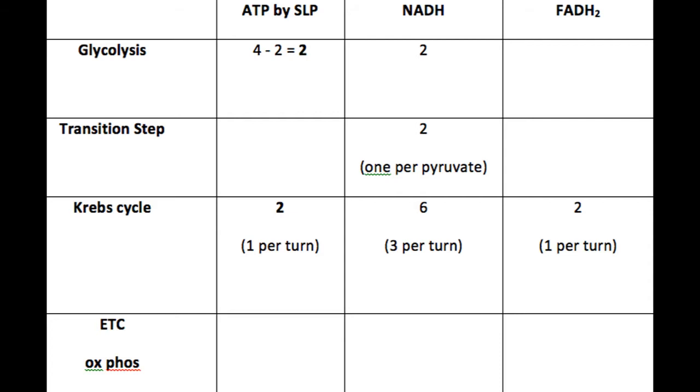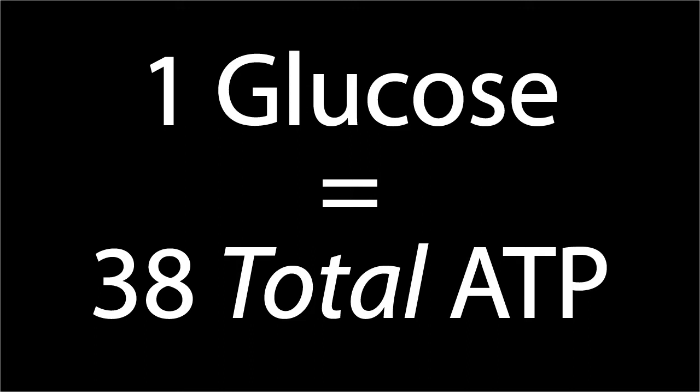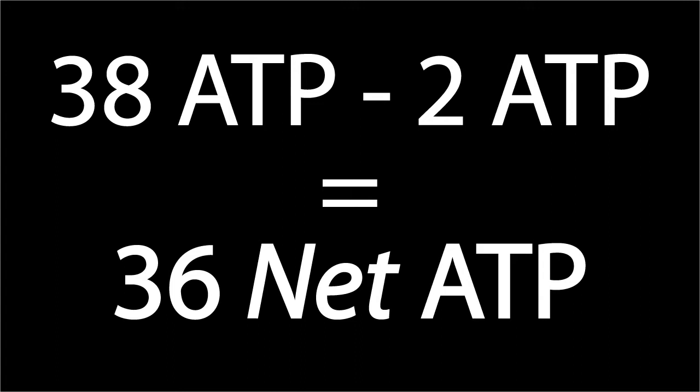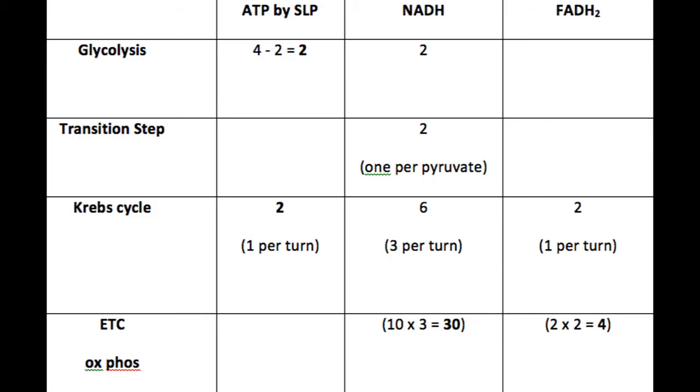Since we have 2 molecules of pyruvate that were converted to 2 molecules of acetyl-CoA, we went through the Krebs cycle twice. And finally, we generated 30 ATPs from 10 NADH molecules and 4 ATPs from 2 FADH2 molecules in the electron transport chain. Remember that each NADH molecule yields 3 ATPs and that each FADH2 molecule yields 2 ATPs. So overall, we generated 38 ATPs from 1 molecule of glucose. But don't forget that we spent 2 ATPs while transferring our NADH molecules into the mitochondria. Therefore, we actually gained 36 net ATPs.